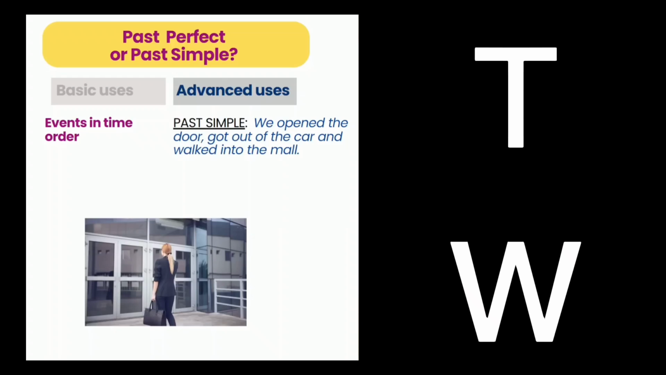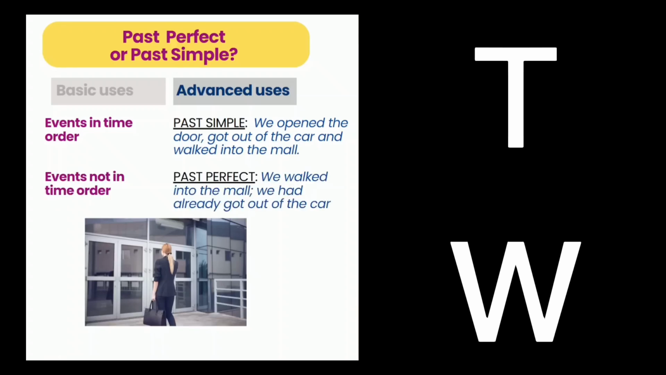I've shown you some exceptions to that in the previous points where you can use the past perfect and events are still in order, but generally when events are in time order, we use the past simple. But when events are not in time order, we use the past perfect. We walked into the mall. We had already got out of the car. So the second event happened before the first, so we use the past perfect to show that the second event came first, and we're not using the normal sequence of events that we would with the past simple.